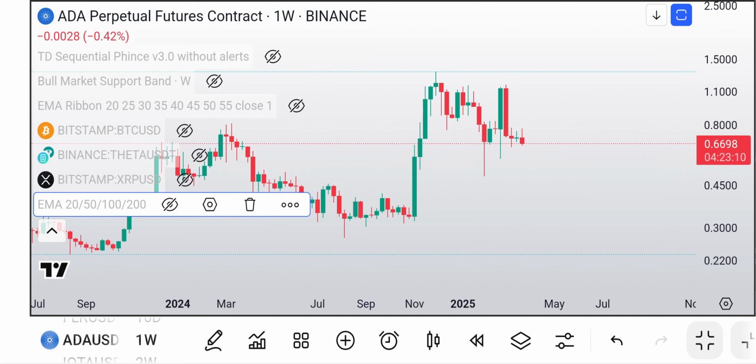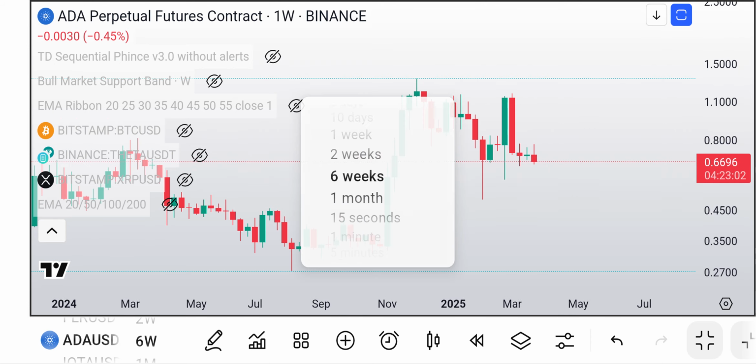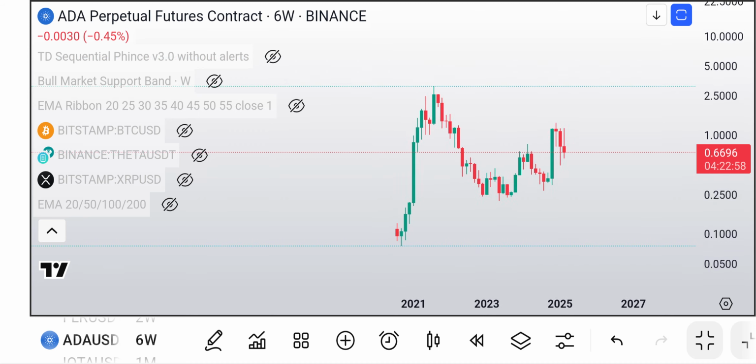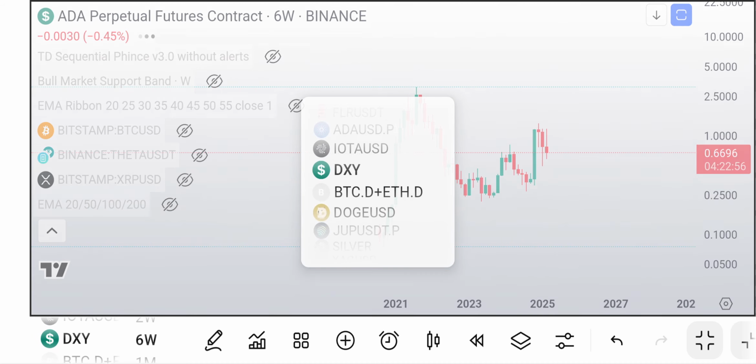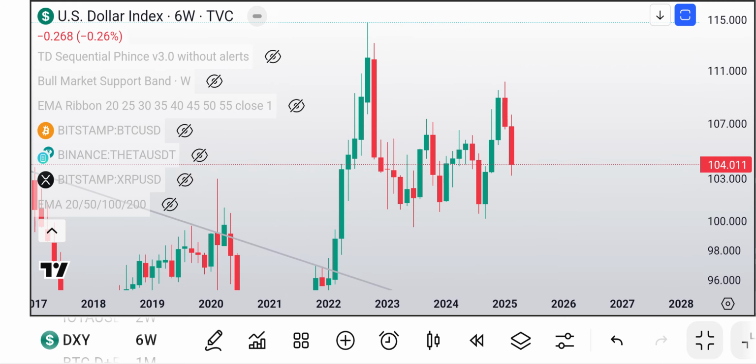So yeah, man, ADA just doesn't look right to me. All of that just, I don't know, man. I just don't like the way that looks. So the dollar looks like it's finding some support.